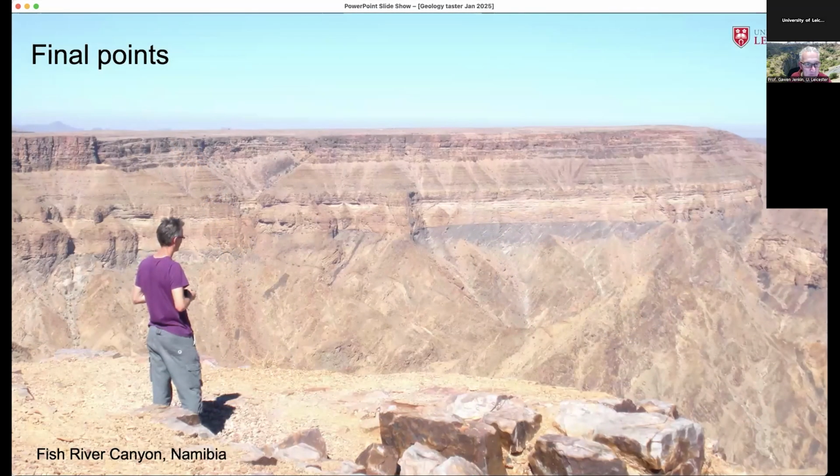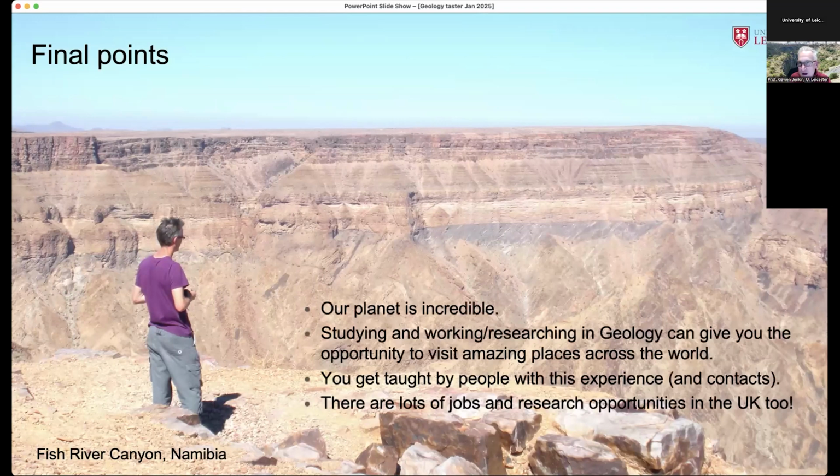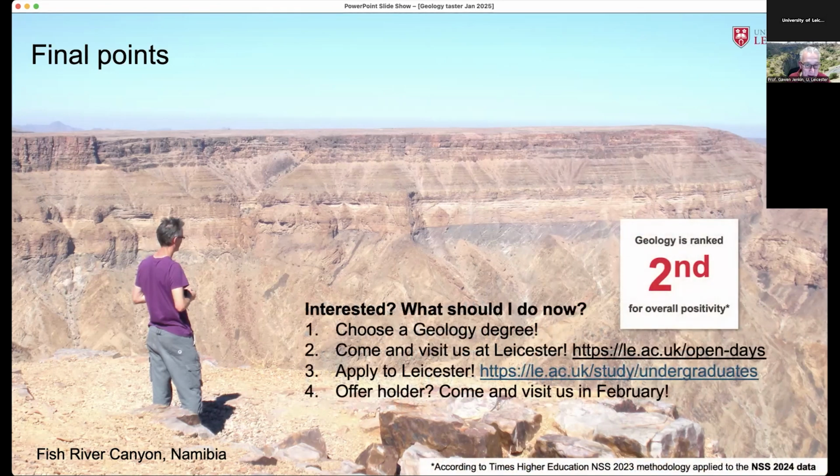Okay, so just to finish off, we have an incredible planet that we live on. So maybe you can see more of it. And really studying and working or researching in geology really gives you the opportunity to go to some of these amazing places across the world. And doing a geology degree, you're going to get taught by people who have experience of going to these places and bring that experience back to you. And if you don't want to travel, there are also lots of jobs and research opportunities in geology in the UK too. So if you're interested, what should you do now?